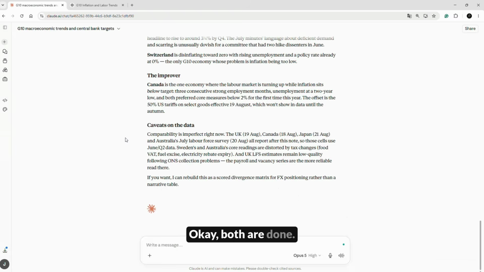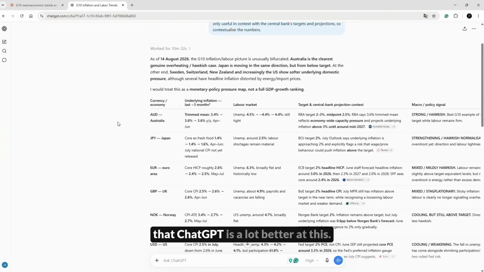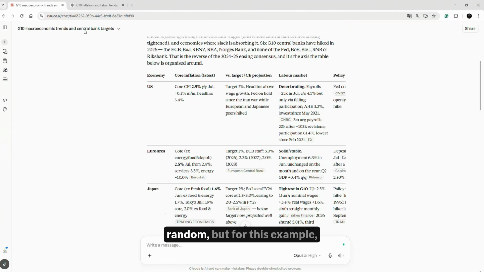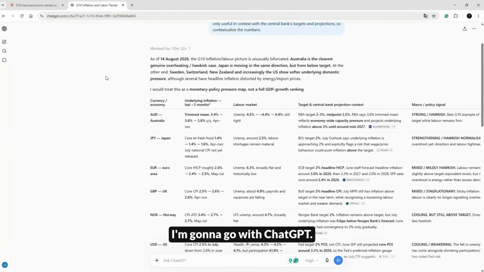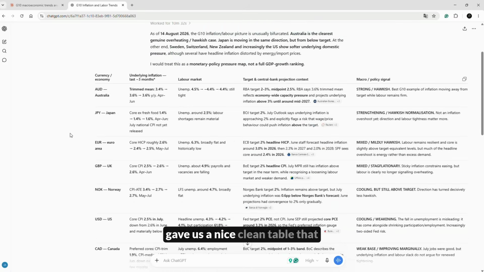Okay, both Claude and ChatGPT are done. And I've actually realized that ChatGPT is a lot better at this. I'm not sure if it's just a little random, but for this example, I'm going to go with ChatGPT. Now, as you can see here, ChatGPT gave us a nice clean table that we can start reading through.